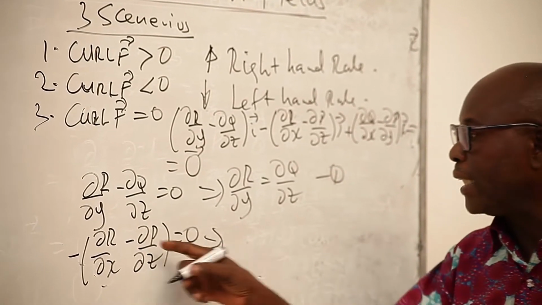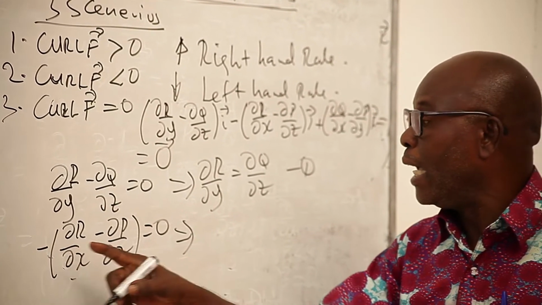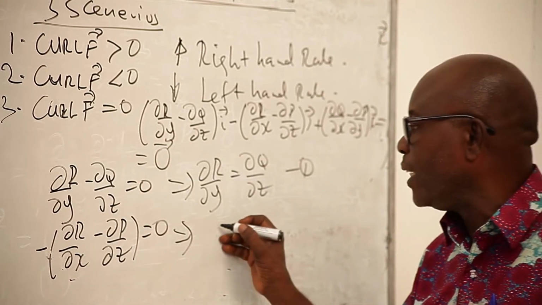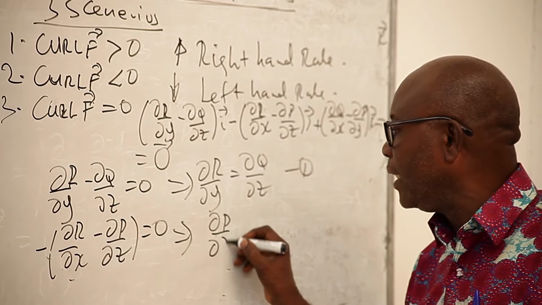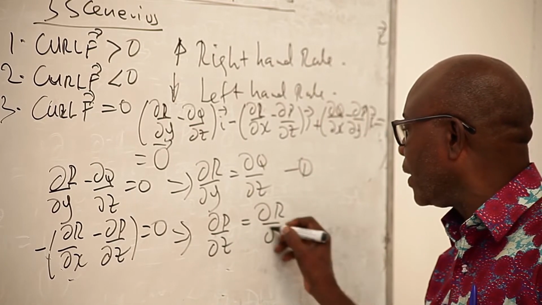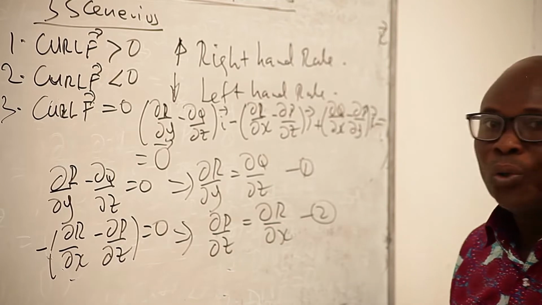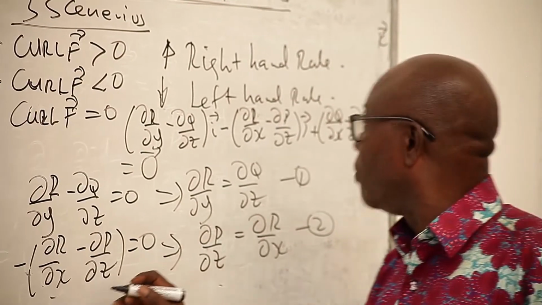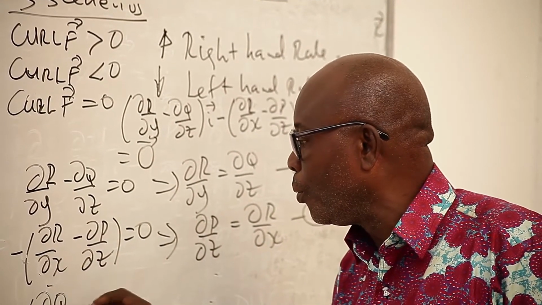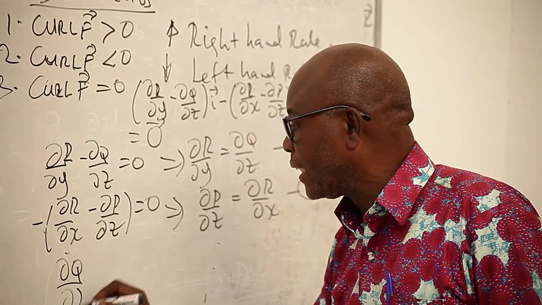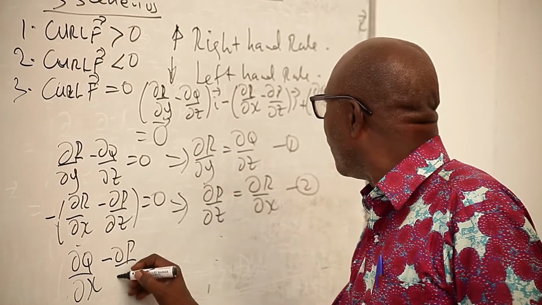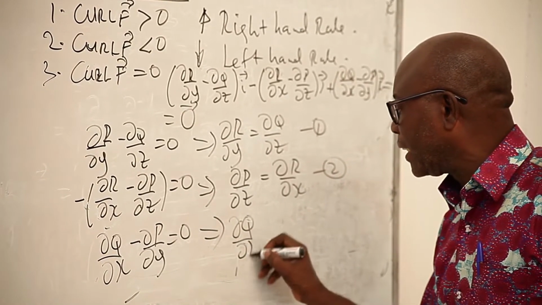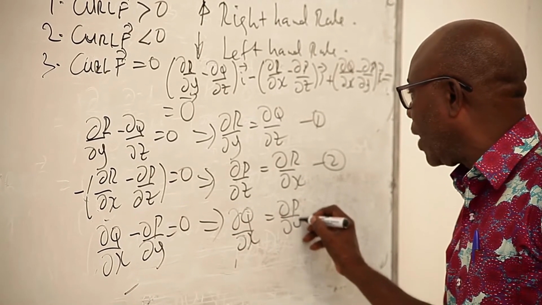And so it implies that if you open the bracket, this negative is positive. So negative cross the sign becomes positive. So it means that partial p partial z should be equal to partial r partial x, and that is equation 2. And then the last one is the k column, where the k column is equal to 0, which means that you have partial q partial x minus partial p partial y equal to 0, which implies that partial q partial x equals partial p partial y, and this is 3.